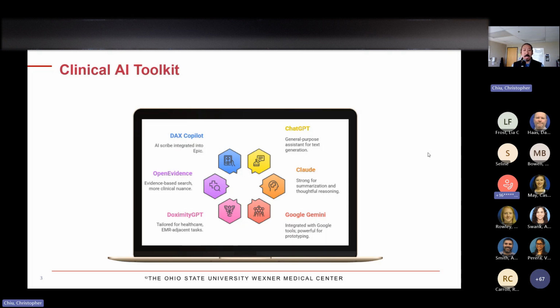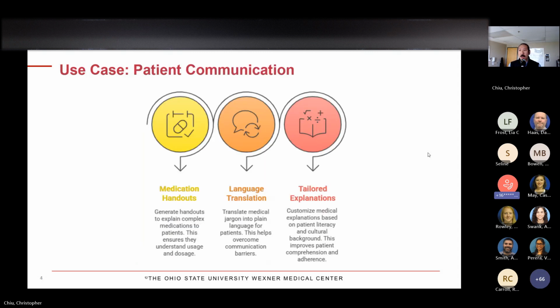And that's pretty much just an AI scribe that can help you with your patient encounters. Next, I want to start talking about patient communication.